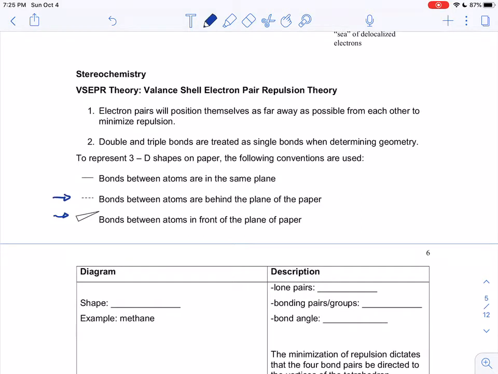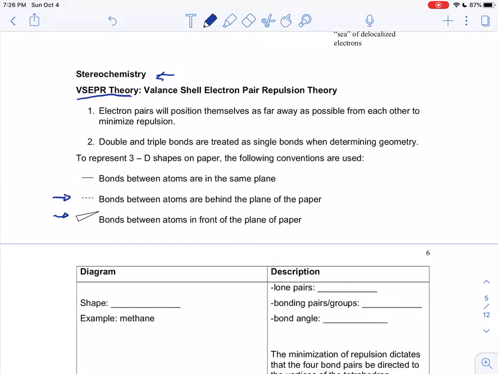Now, what we're looking for is called VSEPR theory. VSEPR stands for valence shell electron pair repulsion theory. And what it means is that electrons will try to stay as far away from each other as possible, because they have a similar charge. The other term that we use for this is stereochemistry.